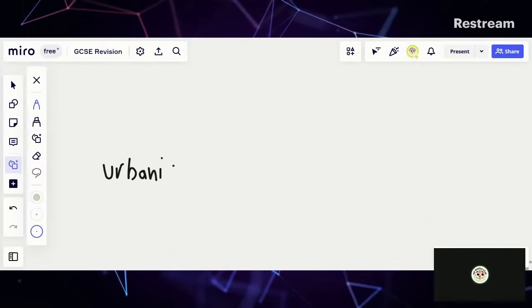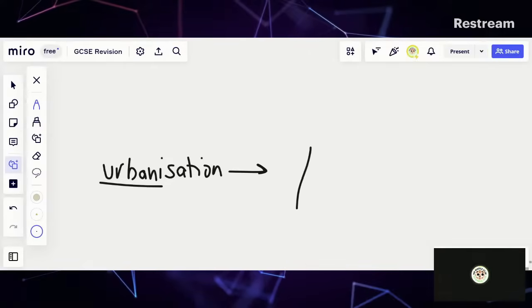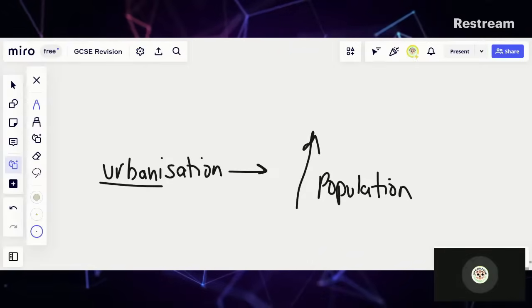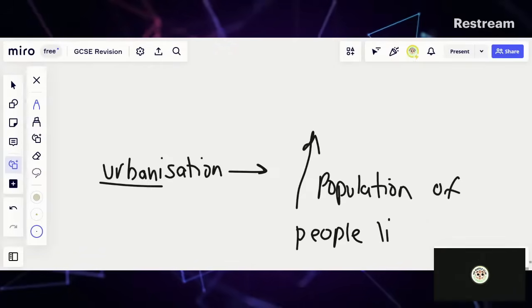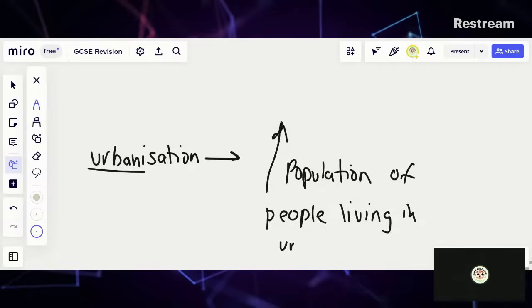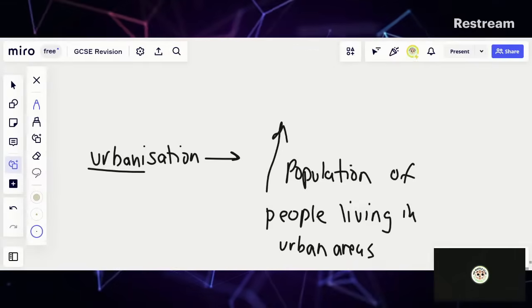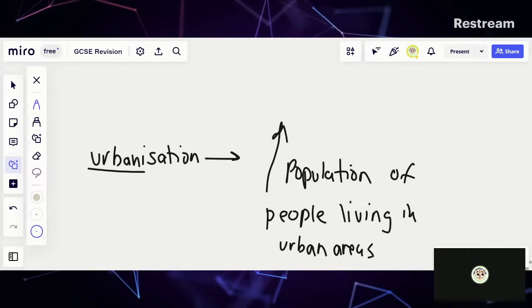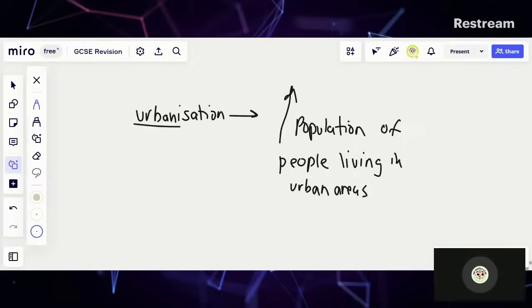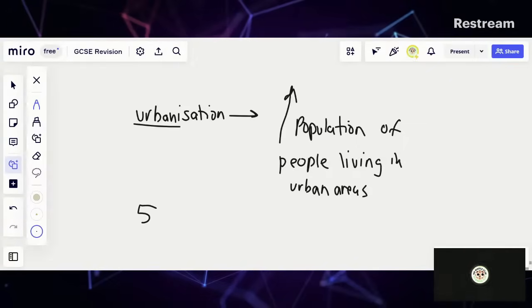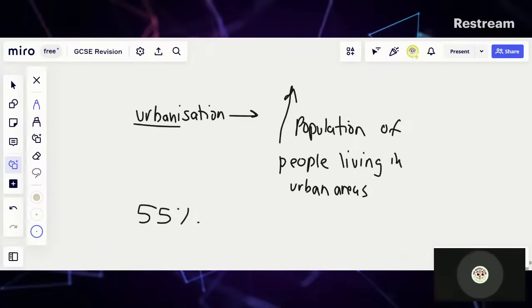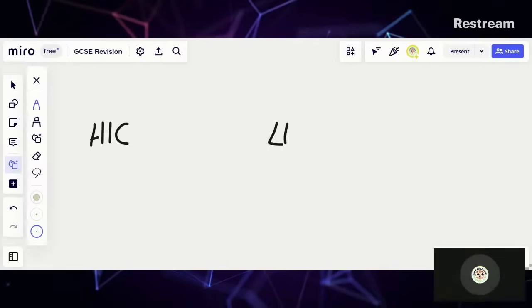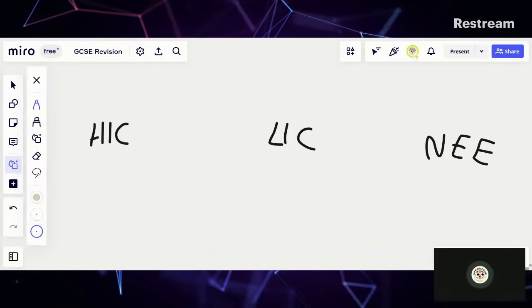So urbanization, the clue is in the name, and they may ask you this, is the growth of the population of people living in urban areas. Now, around 55% of the world lives in urban areas. You don't necessarily need to know this, but just know that the majority of the world lives in urban areas, and this value is constantly increasing. So you need to know 3 key points: high income countries, low income countries, and newly emerging economies. So, what do each of these mean?